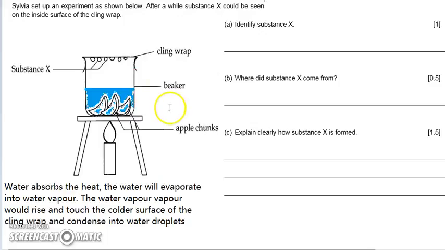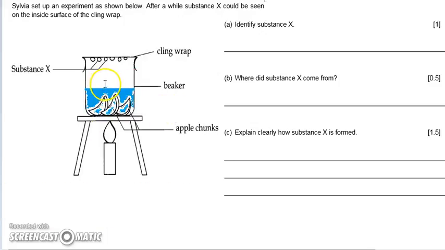Unfortunately, we don't have water in the beaker. Instead, we have apple chunks. But don't forget, if you have ever bitten into an apple before, it's very juicy. That's because the apple chunks actually contain water inside, okay? And I've drawn it as little bits of blue in the diagram, okay?